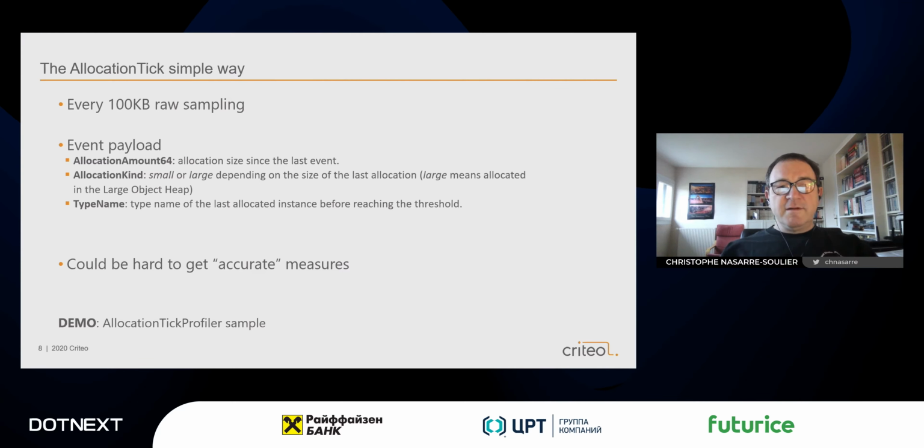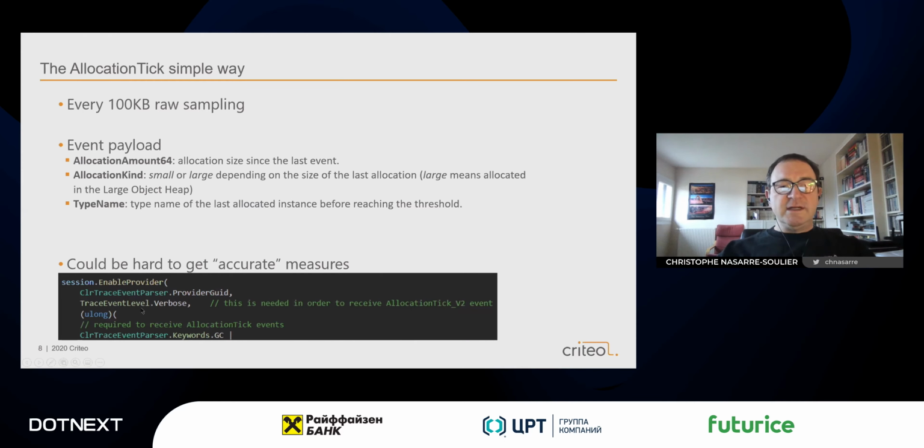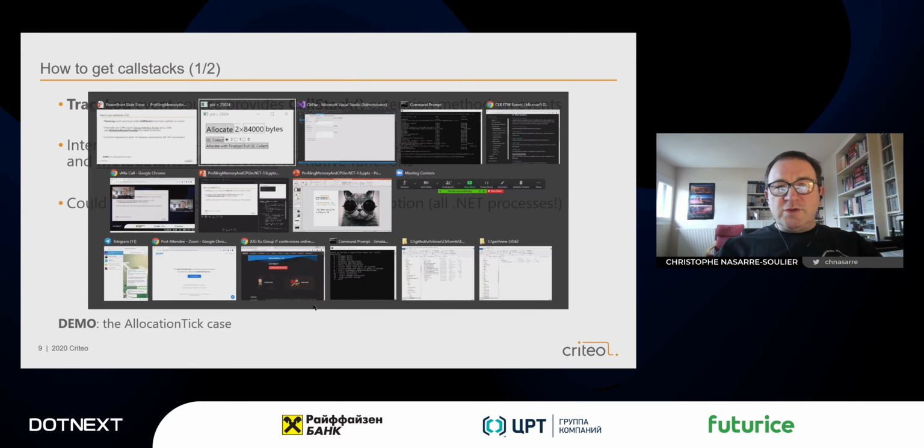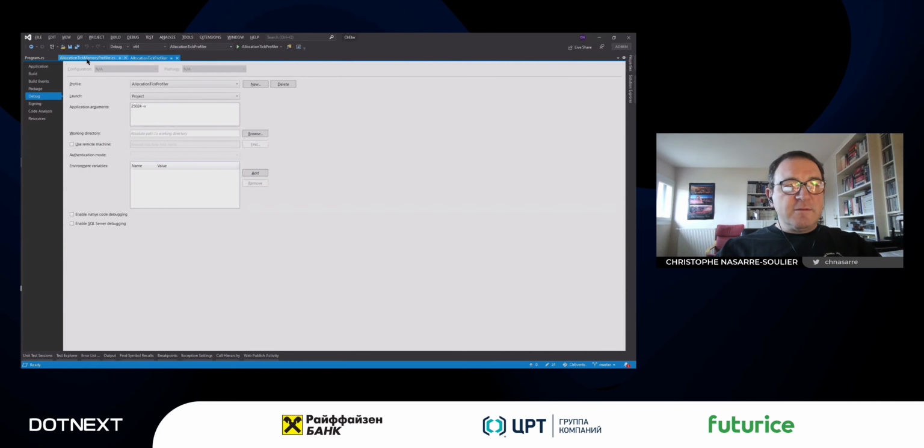So now that I have got this, what I have to do is simply enable the CLR provider and the keyword, which is GC. If you do that, you will receive the allocation tick event. And so this is what you need to do when you enable the provider. The next step is how to get the call stack that leads to this allocation. Well, what I want to get is something like this.